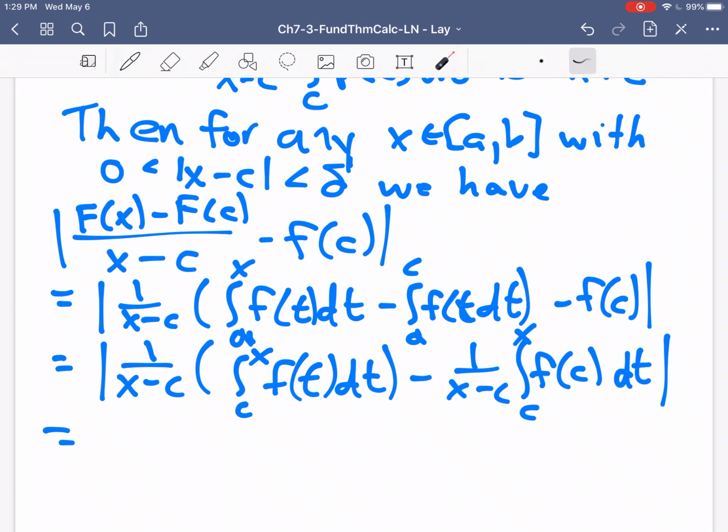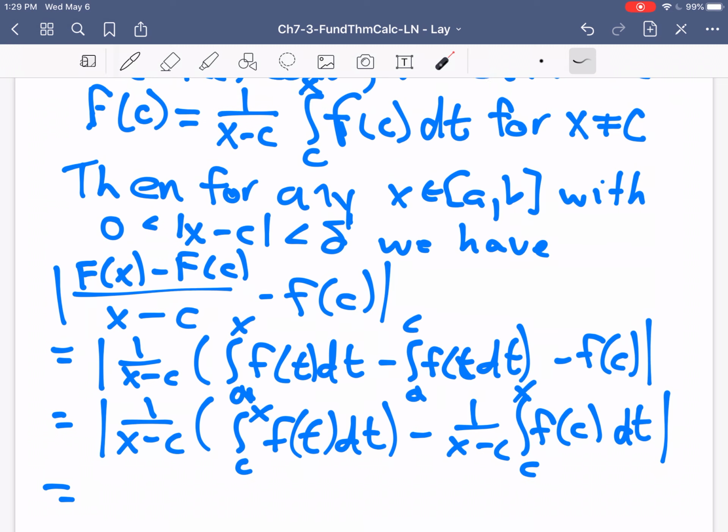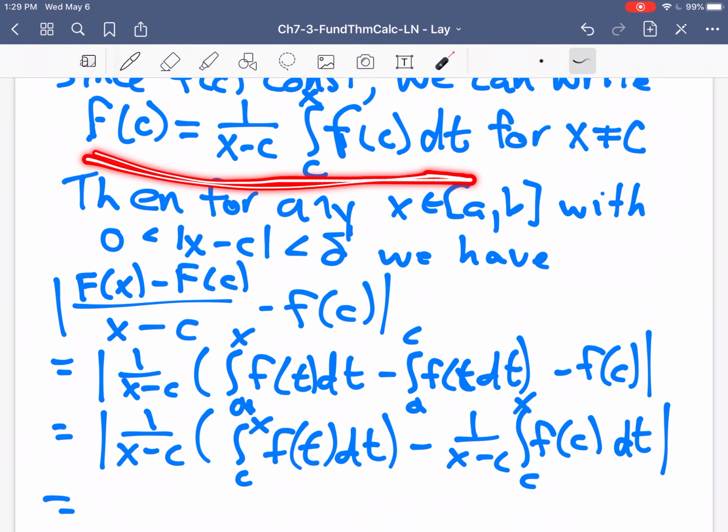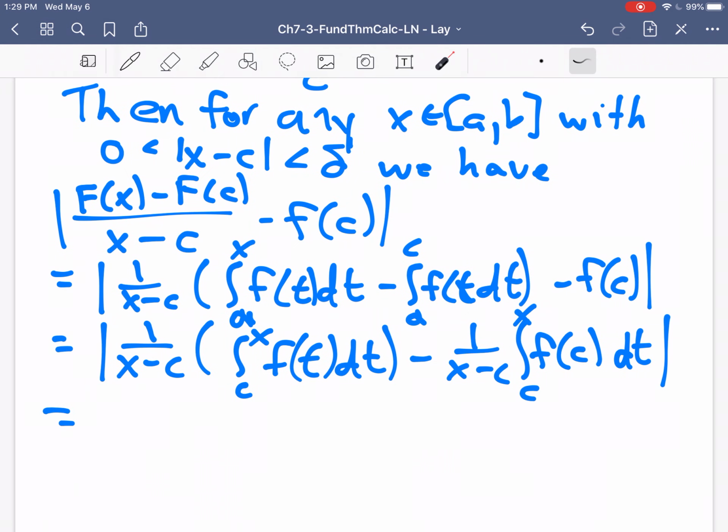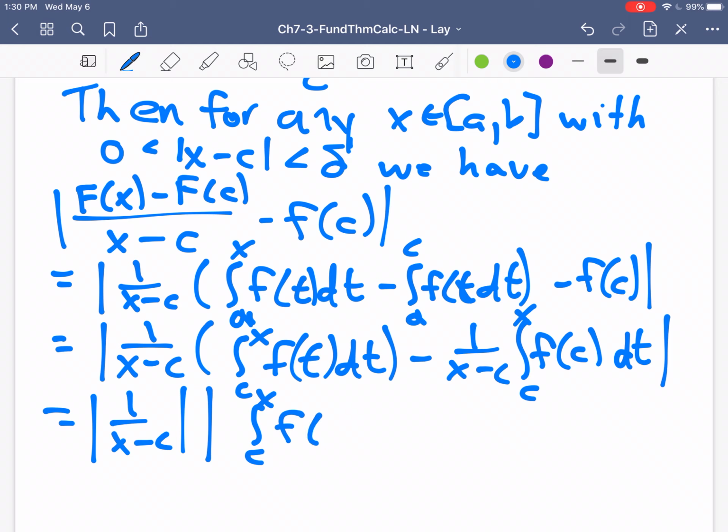So here we've rewritten f of c in this way, because prior this was only being multiplied by that portion. So we've rewritten our f of c using that observation from above. And so that allows us to factor out the absolute value of 1 over x minus c. I guess we can put this together as a single piece, minus f of c dt.